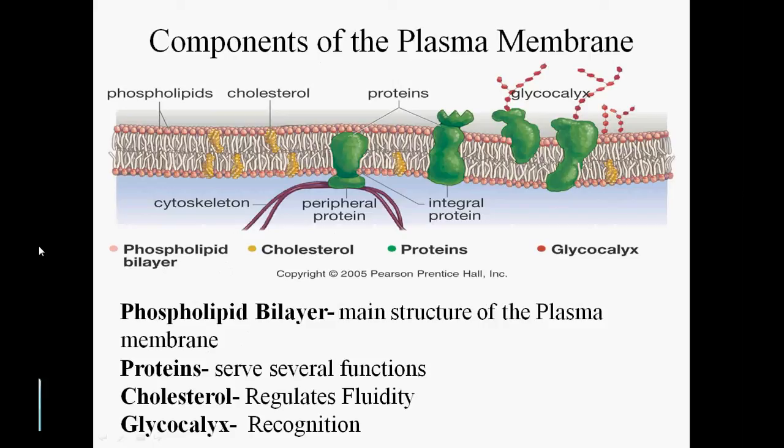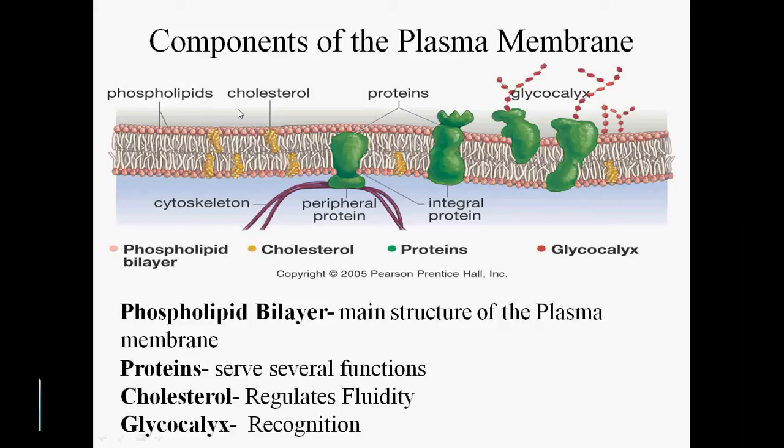So let's jump in. First, let's talk about the components of the plasma membrane. As you can see here, the plasma membrane is made up of several different things. It is often described as the fluid mosaic model of the plasma membrane because there are so many things that make up this membrane. Well, the main component of the plasma membrane is this phospholipid bilayer, as you can see right here. We'll discuss that further on.